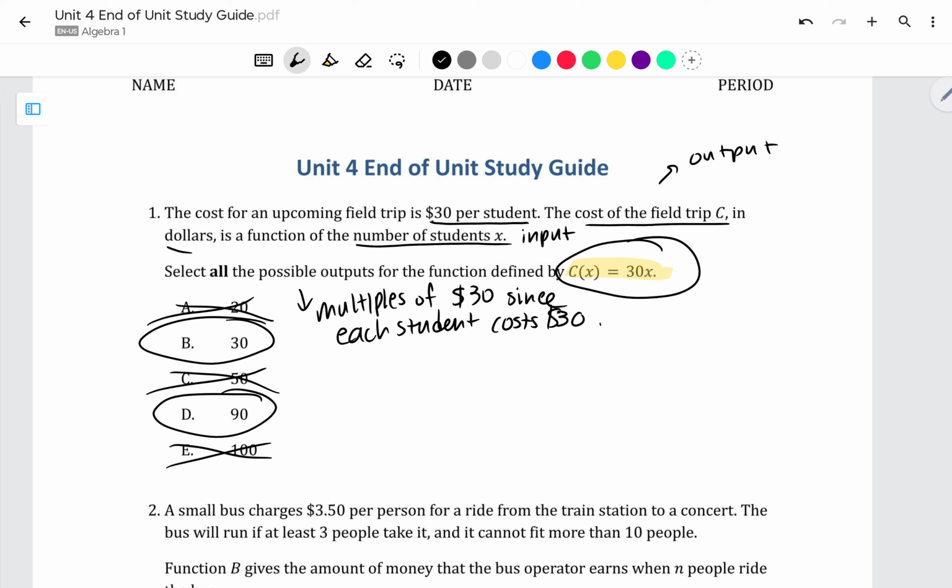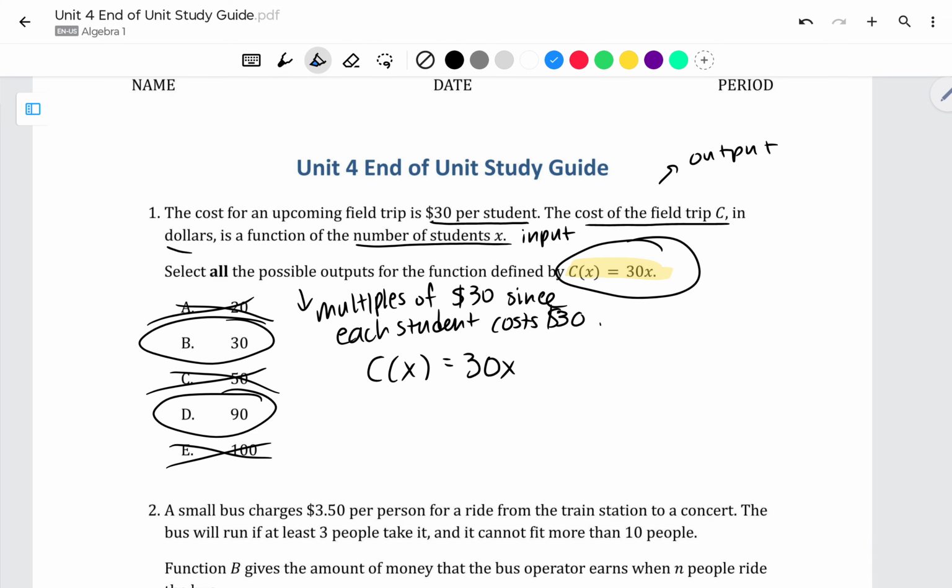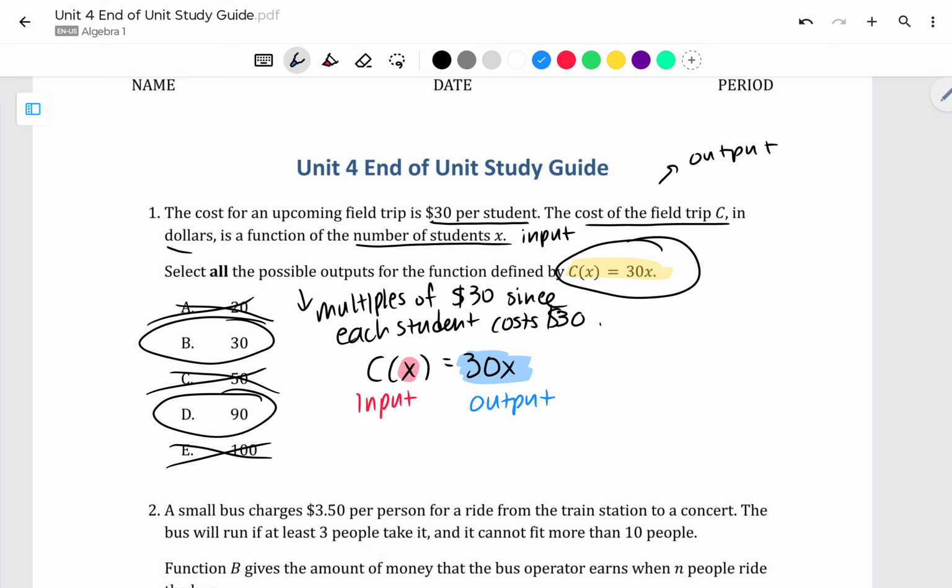How can you show your work? Algebraically, we know this is the output, and this is the input, right? Input and then output. So we're basically saying, is 20 a possible output value? What if you set the 30x equal to 20 and you solve for x? If you divide both sides by 30, what do you get?